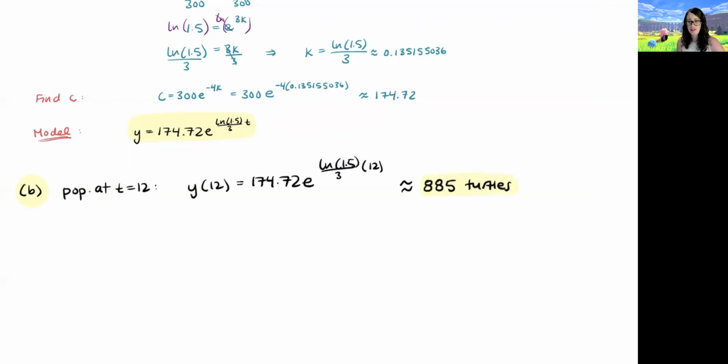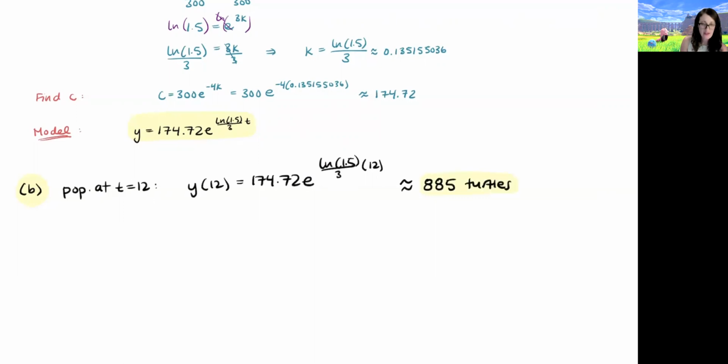And just to give you some idea, if you were to actually leave this as an approximation with all of the decimals there, you get the exact same answer for this, or at least very close to the hundredths place. So either way, whichever you want to do is fine. Okay, the other part of part B says at what rate is the population changing after 12 years? So we call this the rate of change at t equals 12.